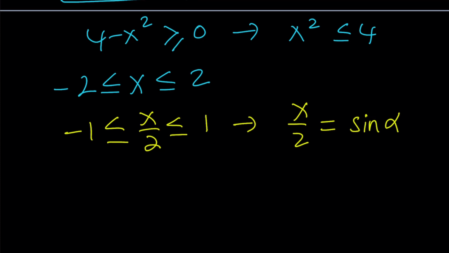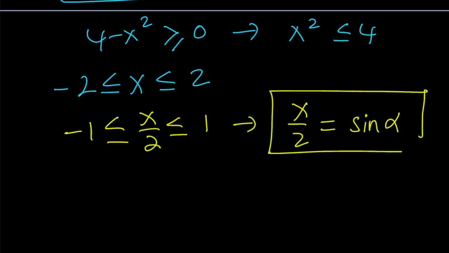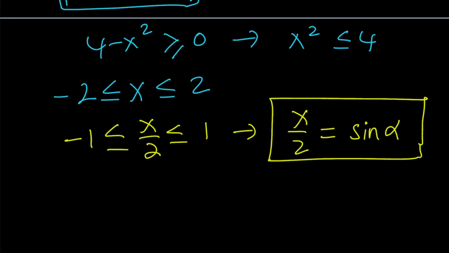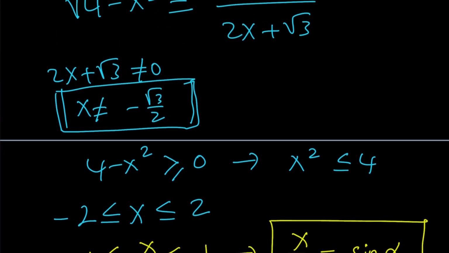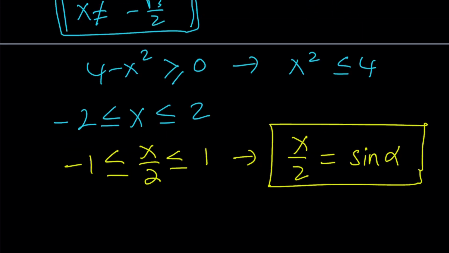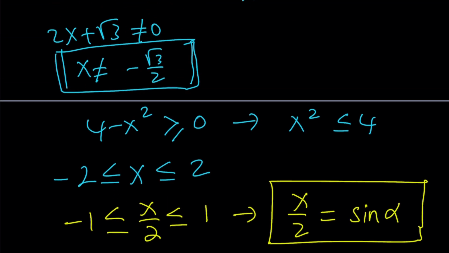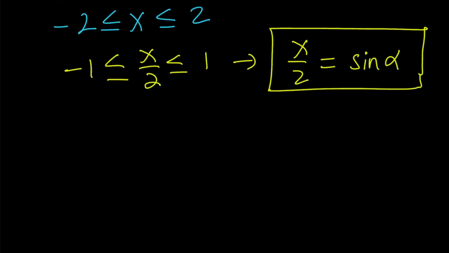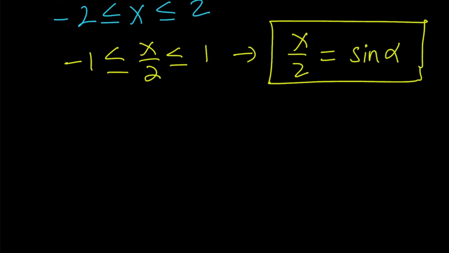So from here, since we set x over 2 equal to sine alpha, and by the way, that doesn't violate any other part, because the only thing we need to worry about is x does not equal negative root 3 over 2, so we have to make sure that our expression doesn't give us that. And besides that, we don't really have any limitations. So from here we get x equals 2 sine alpha, right? That's what we're going to plug into our equation.